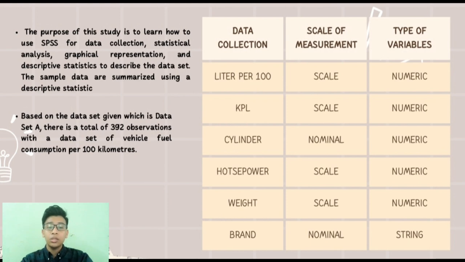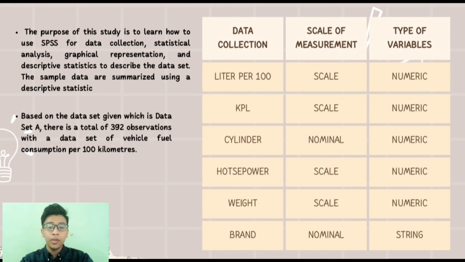Now, the sample data are summarized using descriptive statistics. Based on the dataset given, which is dataset A, there is a total of 392 observations with a dataset of vehicle fuel consumption per 100 kilometers. On the table above, we can see that the data collection includes the liter per 100, kpl, cylinder, horsepower, weight, and brand. The scale of measurements is also included, in which all of the scale of measurements is scale, while the cylinder and the brand is nominal. The type of variables is also included, in which all variables are numeric except for brand, which is a string variable.